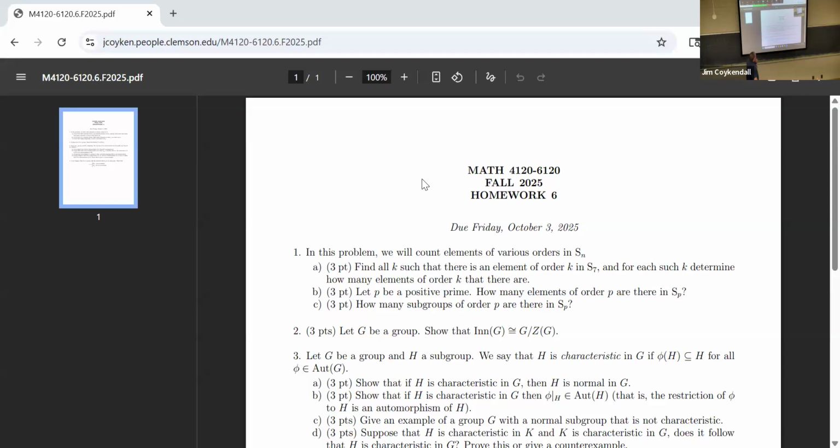Number B, let P be a positive prime integer. How many elements of order P are there in S_P? Prime is important here, it makes it easier to count. And a follow-up to that is how many subgroups of order P are there in S_P? Number 3, let G be a group. Show that the inner automorphisms of G, that was defined in the previous homework set, is isomorphic to G mod the center of G.